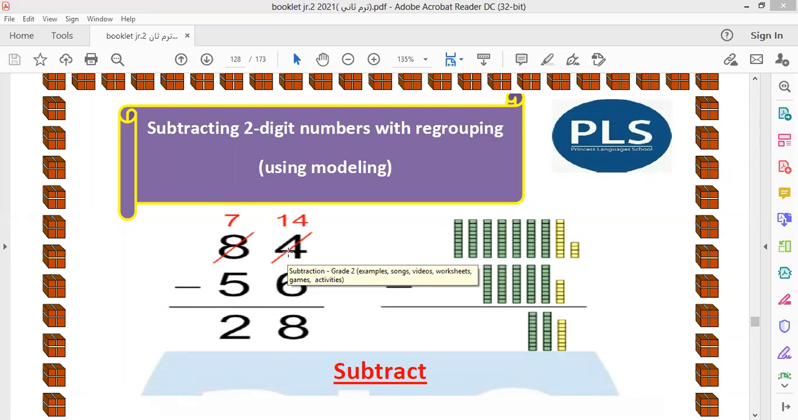So what we do, we go to the next place and borrow 1. So 8 becomes 7, and this 1 in tens equals 10 ones. So we add this 10 to 4. So 4 plus 10 equals 14. 14 minus 6 equals 8. And 7 minus 5 equals 2.